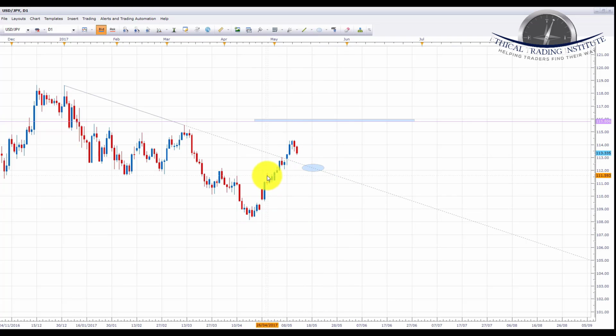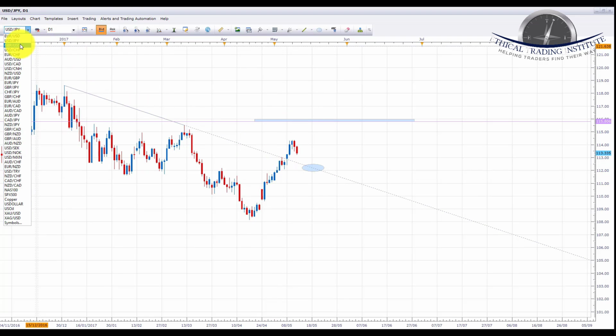But as you can see, technically it is trending up. It has broken out, so we'll be looking at taking longs to the 115.80 area.